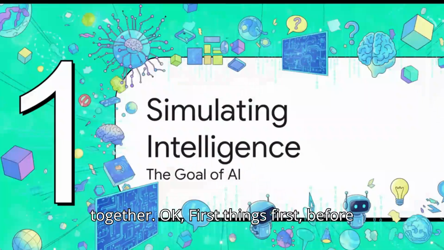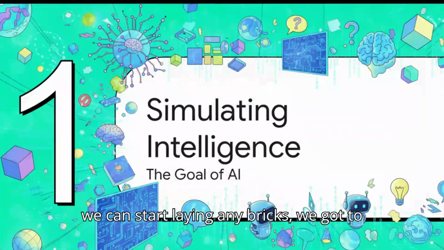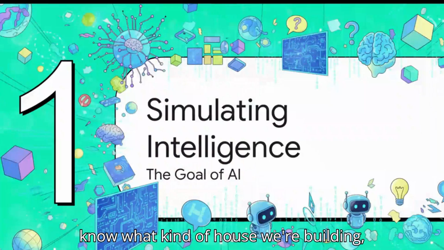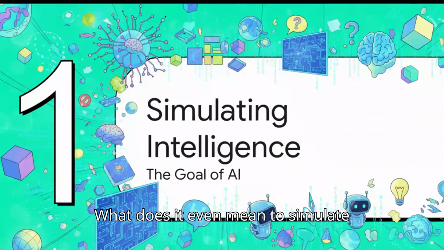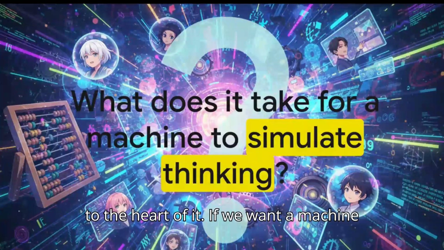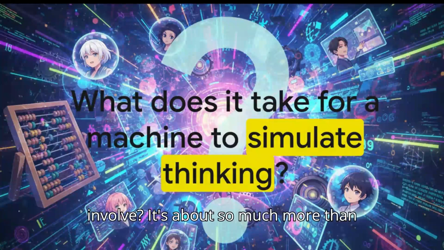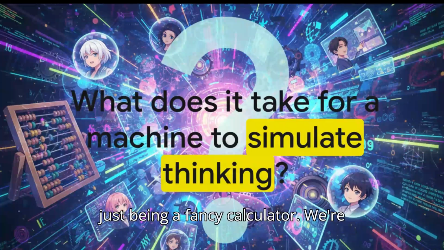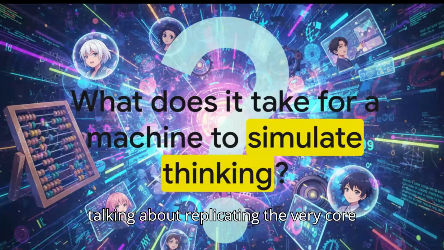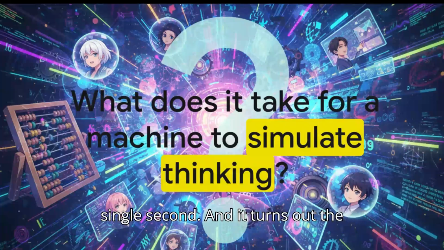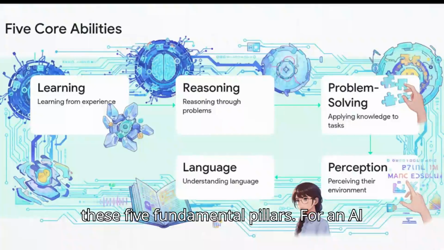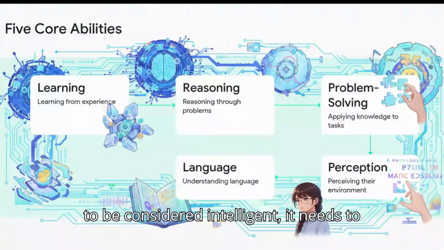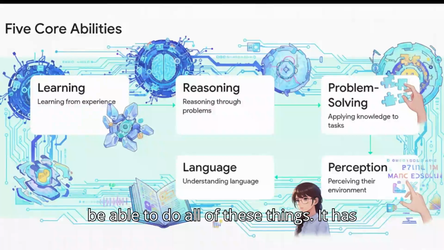Okay, first things first. Before we can start laying any bricks, we gotta know what kind of house we're building, right? So what's the actual goal here? What does it even mean to simulate intelligence? This question really gets to the heart of it. If we want a machine to think, what does that actually involve? It's about so much more than just being a fancy calculator. We're talking about replicating the very core abilities that our brains use every single second. And it turns out the experts have kind of boiled it down to these 5 fundamental pillars. For an AI to be considered intelligent, it needs to be able to do all of these things.